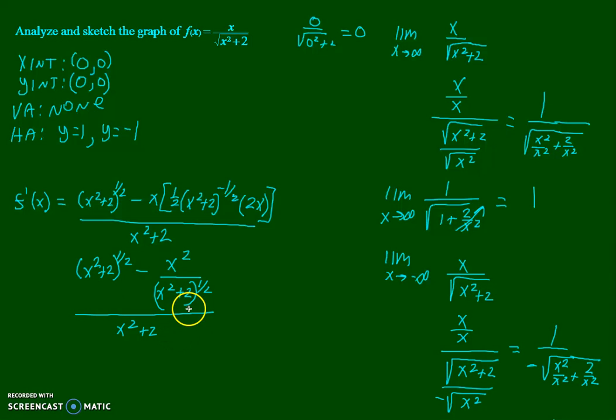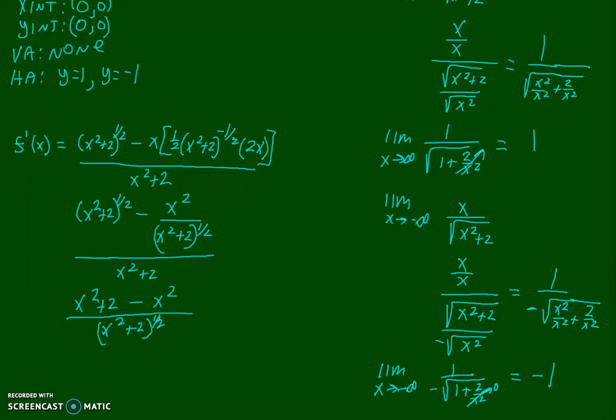All right, now we've got to multiply these out. So this times this gives us x squared plus 2 minus x squared, all over (x squared plus 2) to the 1/2. And the entire thing is over x squared plus 2, which is this denominator.